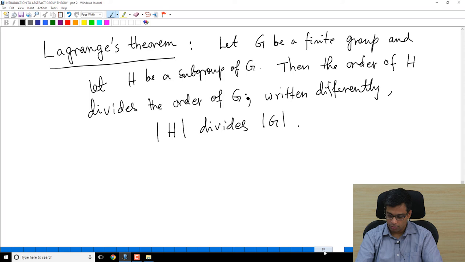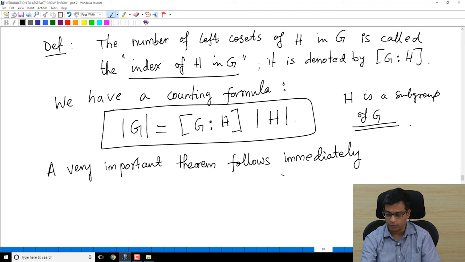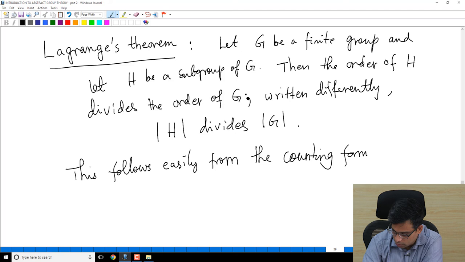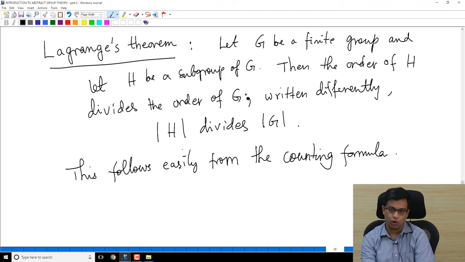And what is the proof? It follows immediately, as I said, from the counting formula, because the order of G is something times the order of H. We actually know what this number is, but it's immaterial for Lagrange's theorem. This follows easily from the counting formula, correct? Because the order of G is the product of the order of H and something else. So that means the order of H divides the order of G.